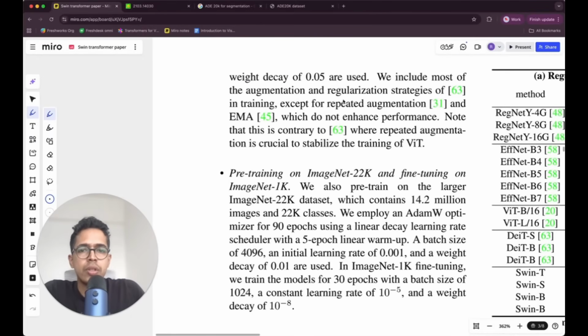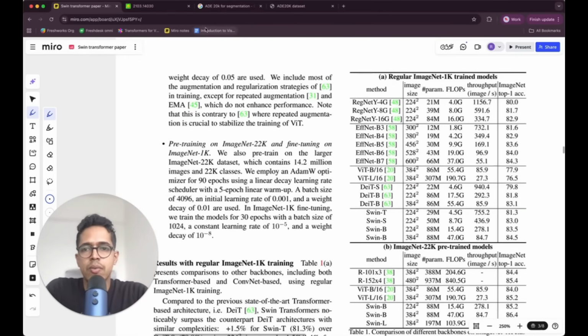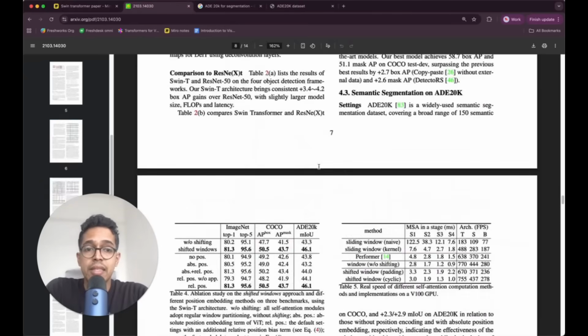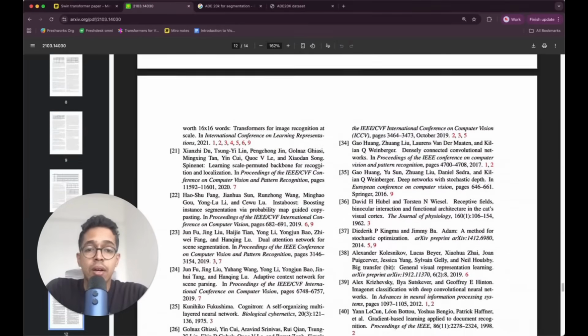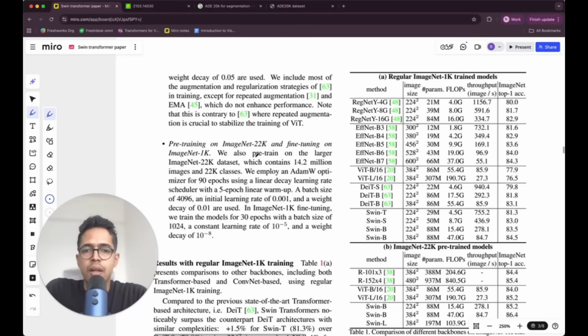We include most of the augmentation and regularization strategies of 63. I think 63 is the data efficient image transformer. I just need to check once, because they had an extensive set of regularized data augmentations applied. Yeah, this one, training data efficient image transformers and distillation. So it's the DeiT paper. Then except repeated augmentation and EMA. I don't know what this EMA is. We can ask ChatGPT.